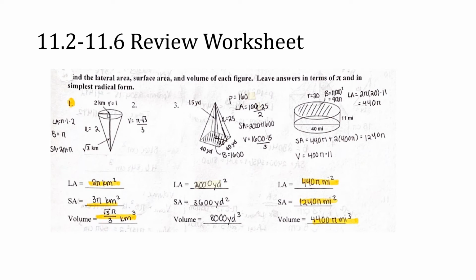In number 3, we find out that our perimeter is 160. We know that our lateral area formula is perimeter times the slant height divided by 2. So I did 160 times 25 divided by 2. That got me 2,000 yards squared.